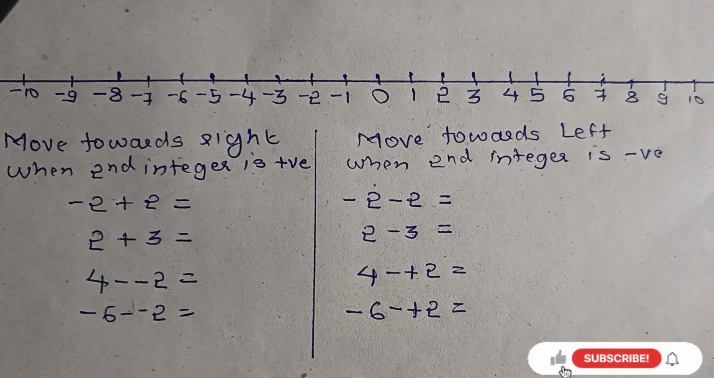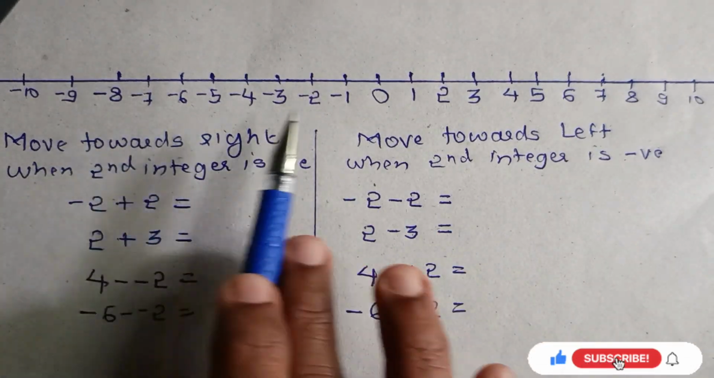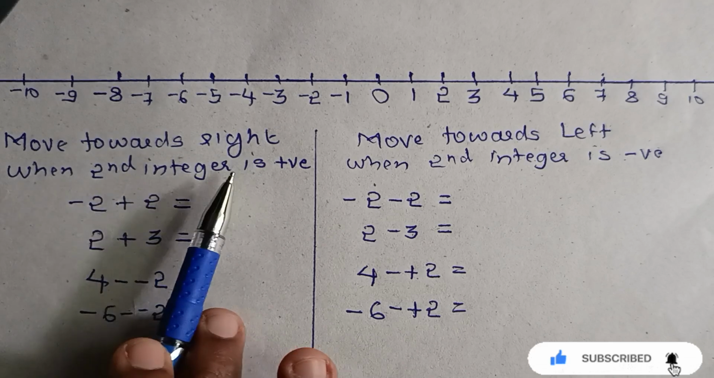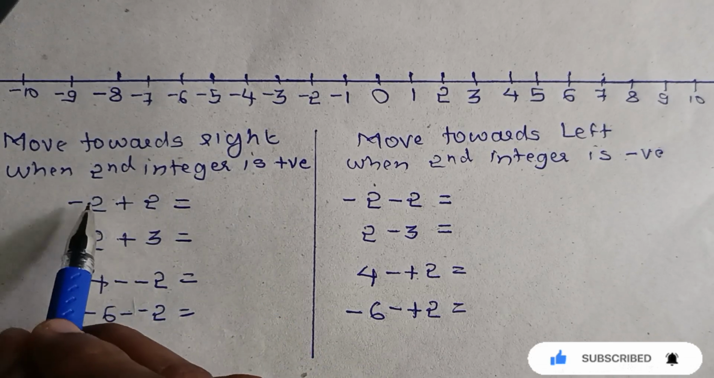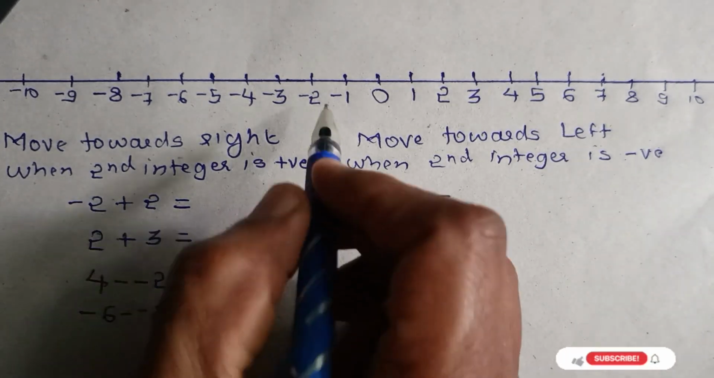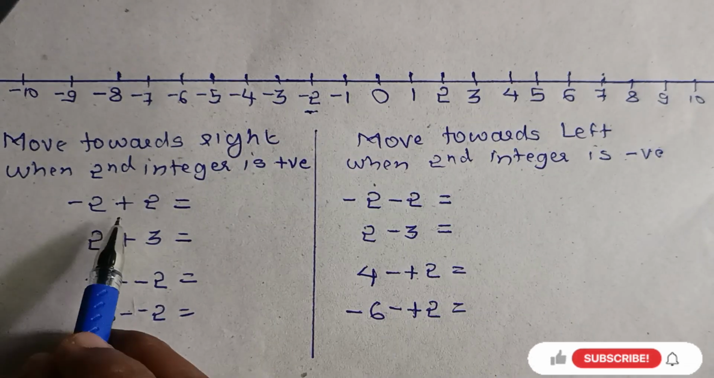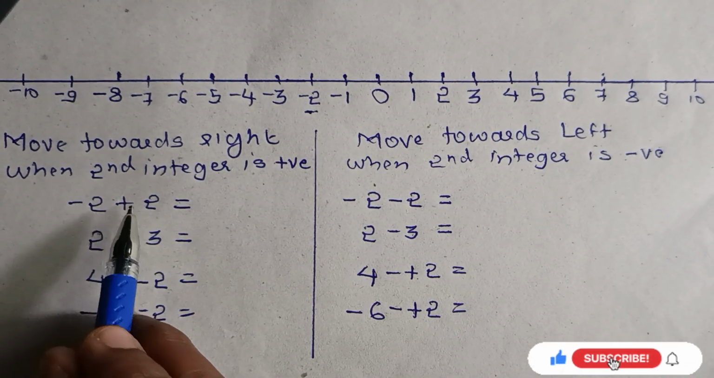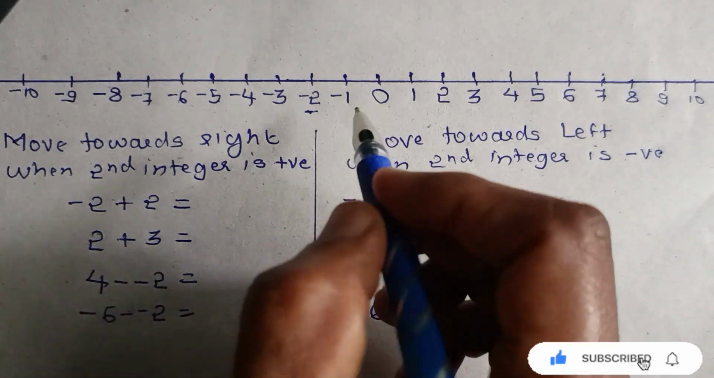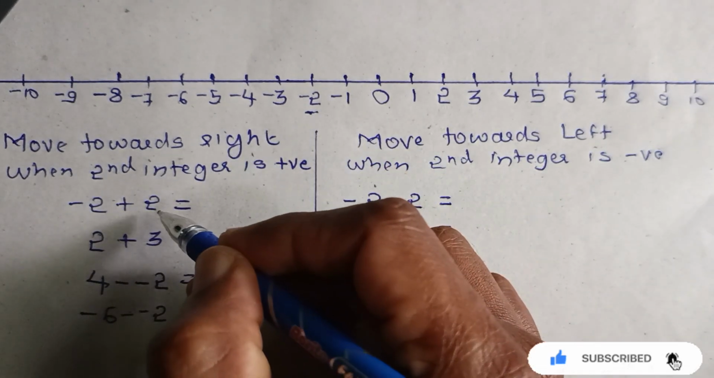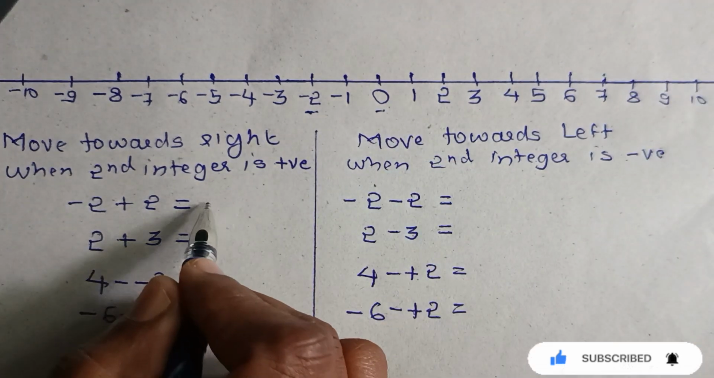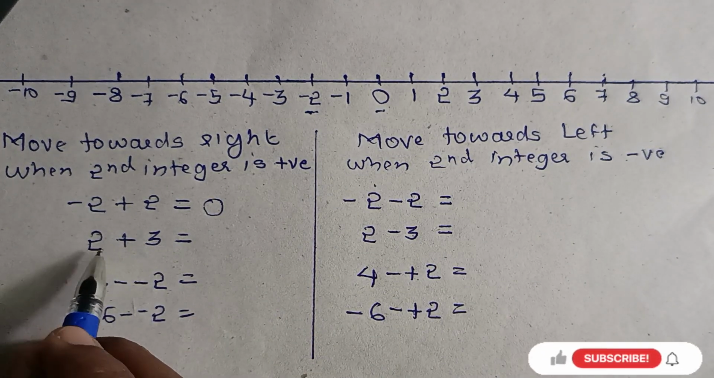When you add or subtract integers, you have to think of a number line. So this is the number line. You have to move towards the right-hand side when the second integer is positive. Here the first integer is -2. So this is the -2. And the second integer is +2. It is positive, so you have to move towards the right-hand side. How many steps? 2 times. +2 is given here, no? 1, 2. So the answer is 0.